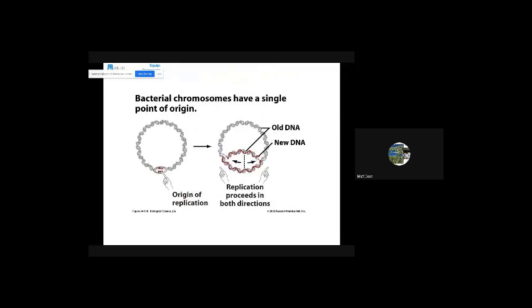Here we're just seeing that bacterial chromosomes, there's only one, it's a circle. Replication happens, it starts at one location, one origin of replication. It goes in both directions around that circle until the whole chromosome is copied.